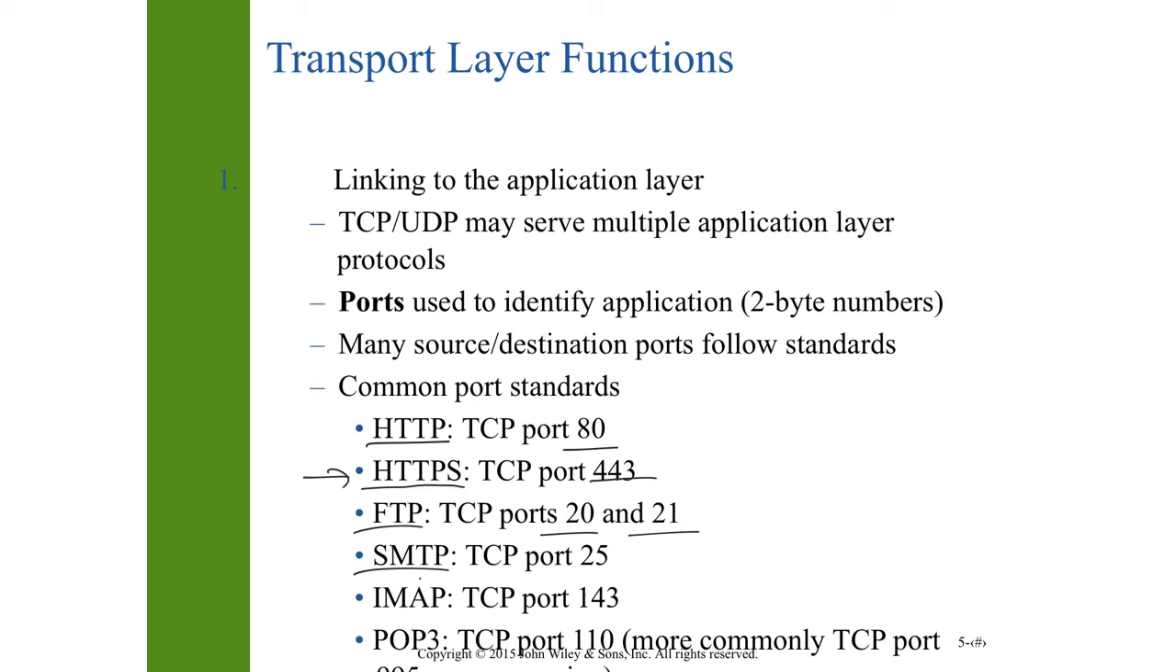SMTP, which is a protocol at the application layer, we use it to send emails, uses 25. IMAP and POP are two protocols to receive data and manage emails on the servers, uses 143 and 110. You don't need to memorize these port numbers. I'll never ask you to do so, but these are samples of them. The next slide gives you a clear indication of the functionality, how the transport layer may serve more than one protocol at the application layer.